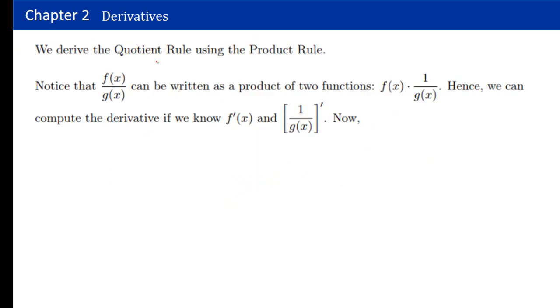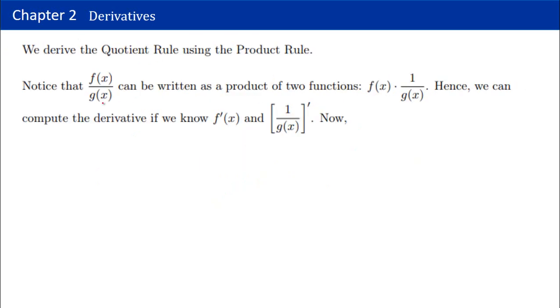Now, let's proceed to the division or the quotient using the product rule. F of x over g of x can be written as f of x times 1 over g of x. And we know that this one, we can say is a function, and hence we can compute the derivative if we know f prime of x and the derivative of this 1 over g of x.